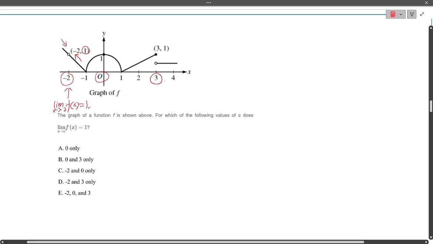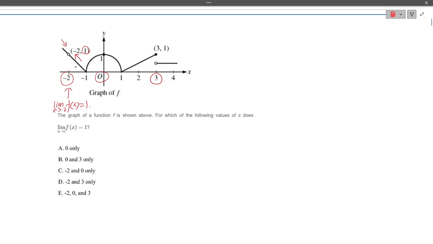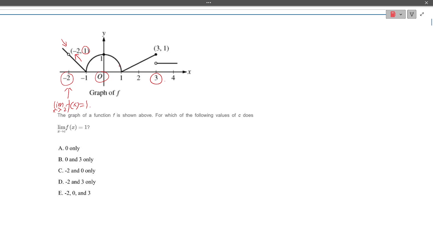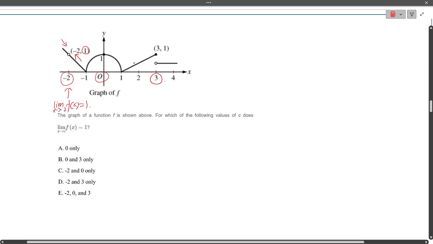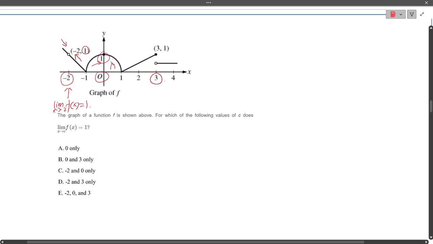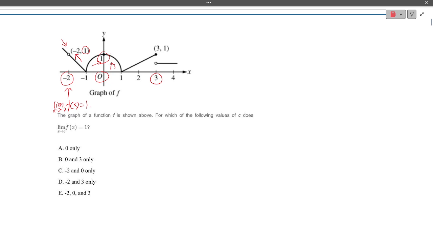Now, at the point 0, some students might think that because there is a solid dot here, the limit is not 1. However, the limit has nothing to do with whether the point is defined or not. We are only concerned with what value y approaches as x gets closer to a point. So as x gets closer to 0, we see that y steadily approaches 1. So the limit of the function at this point is indeed 1, which is also correct.